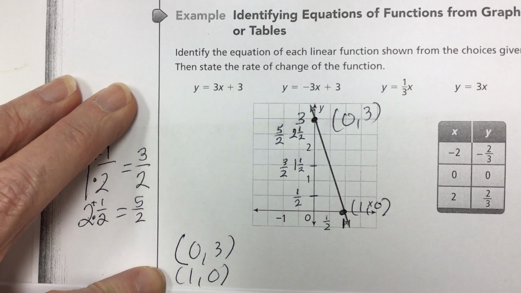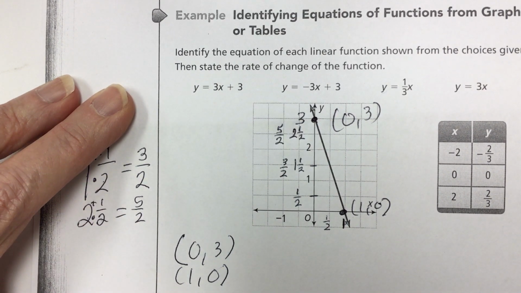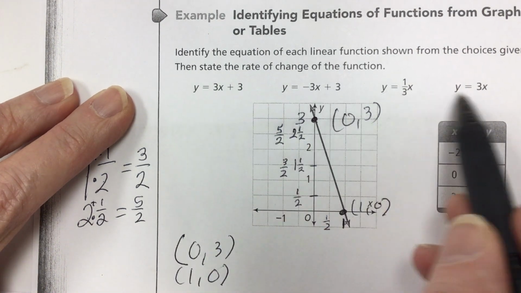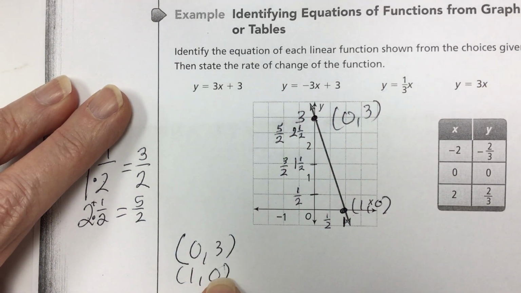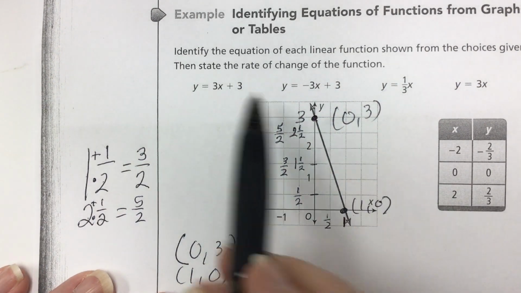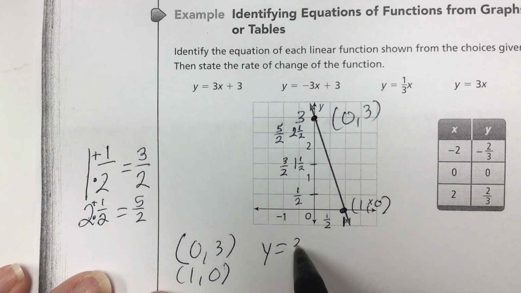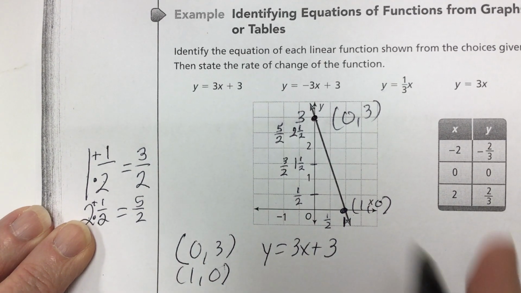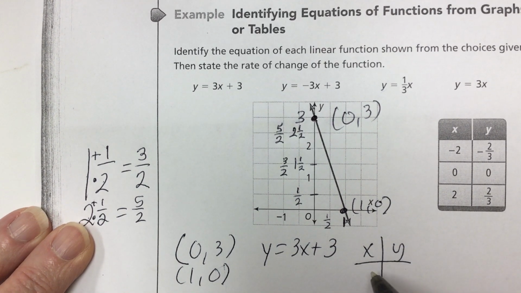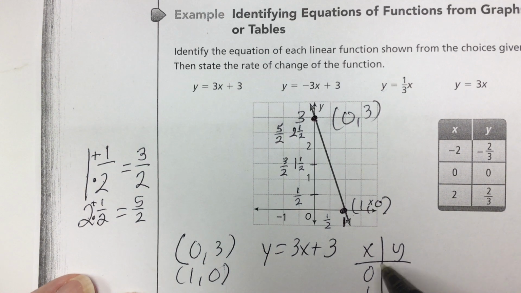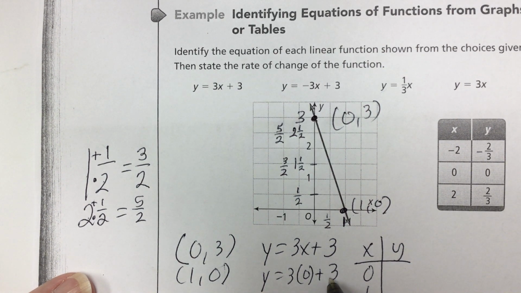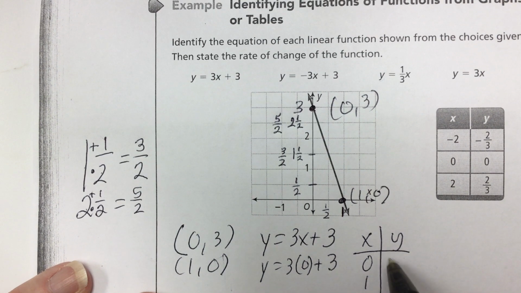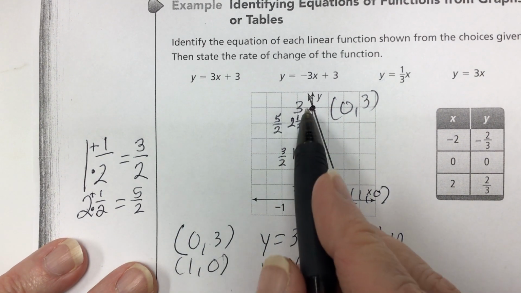So what we want to look for is, of these 4 equations, which one of these have these points. So let's try the first one: y equals 3x plus 3. If I was to use a table, I'm going to pick 0 and 1 for sure, because these are the same points I found that are on my graph. If I plug in 0, I have 3 times 0 plus 3. 3 times 0 is 0, plus 3 gives you 3. That's the same point that was on the original one.